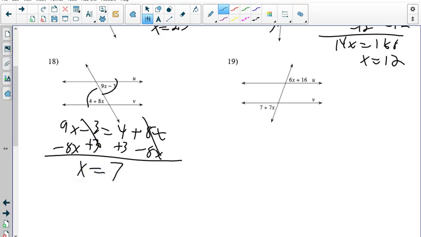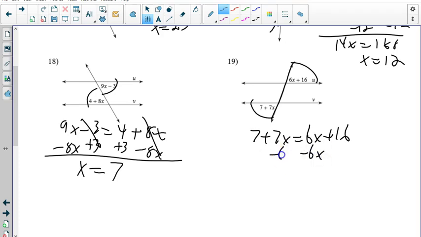And last but not least, these are both exterior angles, opposite sides, alternate sides of the transversal. They're both acute, they're equal to each other. Again, I like to keep my x's positive, so I'm going to move this over here. I'm going to move my 7 to the right. X equals 16 minus 7, which is 9, and that's it.